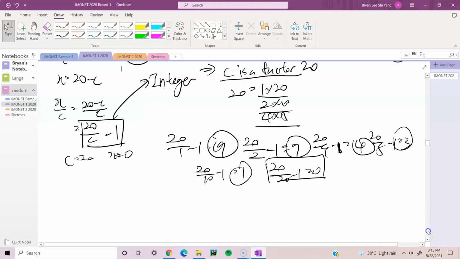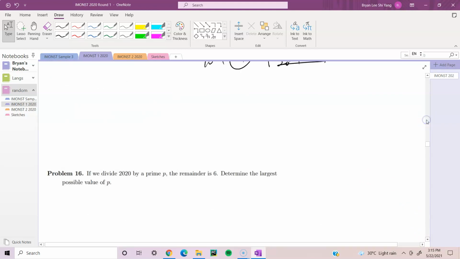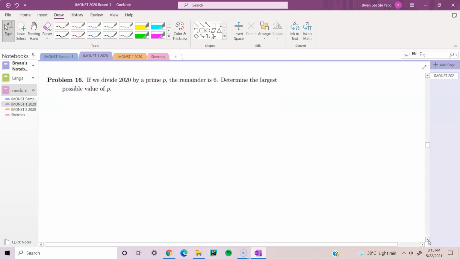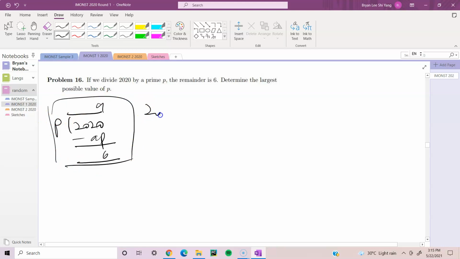Now, let us continue to look at question 16. So for question 16, if we divide up 2020 by prime p, the remainder is 6. Determine the largest possible value of p. So basically, if we do long division, we can draw it out like this. 2020 divided by p is some quotient a, and then we have a p over here, will give us 6. Now, rearranging this would give us 2020 equals to some multiple of p, so a is being the multiple, ap plus 6, right? Because the remainder is 6. So we can minus 6 on both sides. We will have 2014 equals to ap.